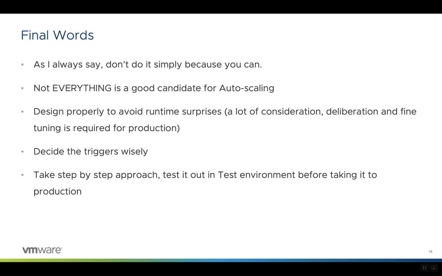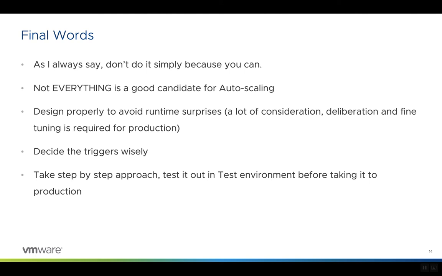It's actually very true. Not every application is meant for auto scaling. Probably if you have 100 applications, only 10% or less would be well suited for auto scaling. So you need to decide which application you are going to select for auto scaling, right? And then properly design those decision points, the considerations you need to make. Those are really crucial for proper operation. You don't want any surprises in the production environment. Though you would keep tweaking it, there shouldn't be any surprises. So design properly, and decide the triggers wisely.